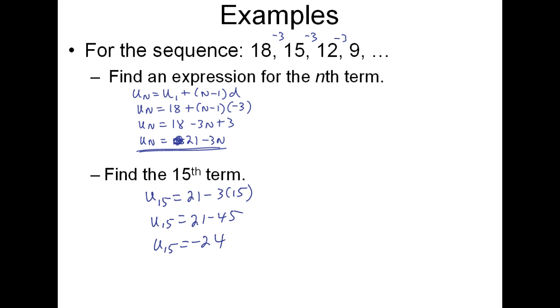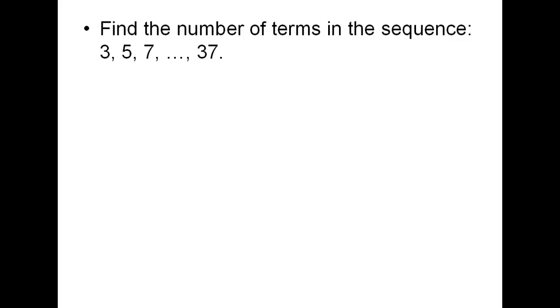What other type of problem might we encounter? Here's a finite series, 3, 5, 7, and so on up until you get to 37. It wants to know how many terms are in that sequence. Well, we're still going to do this same thing. We're going to say U sub n, where n is how many terms it takes to get to 37, is U sub 1 plus n minus 1 times D. Now we know that the last term is going to be 37. We know the first term is 3. What we don't know is how many terms it is, so n minus 1. And we can see we're going up 2 each time, so D is 2.